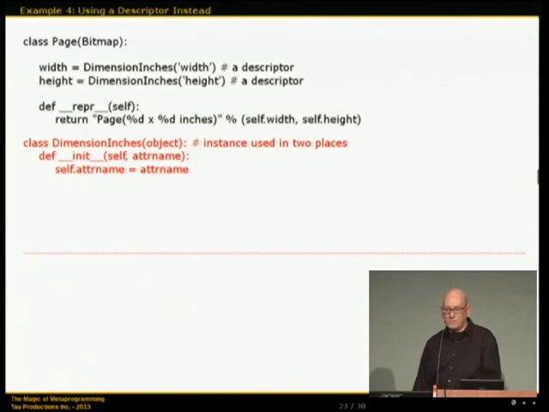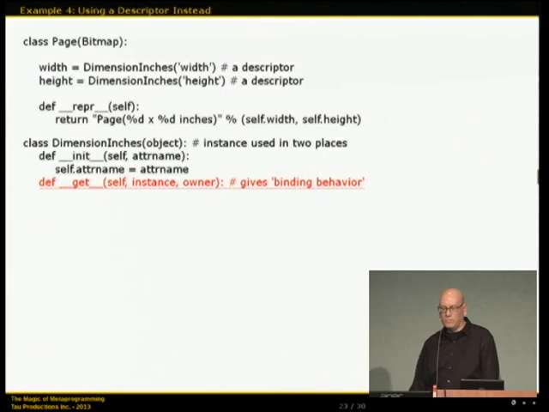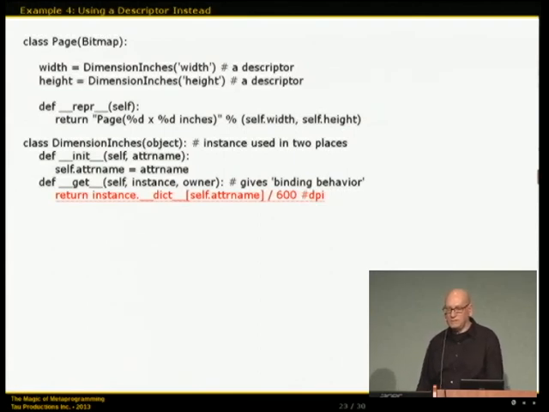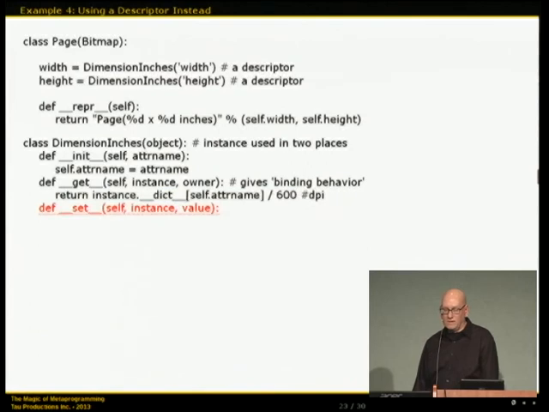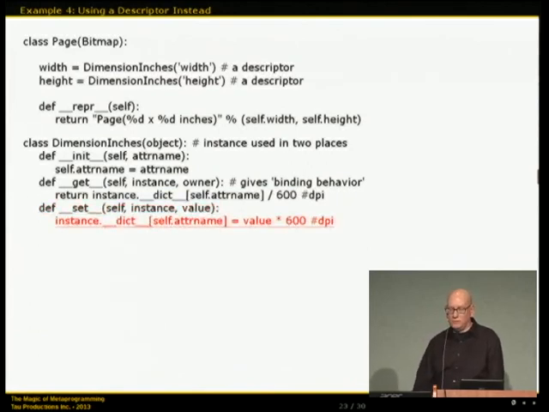It's a subclass of object that takes the init, so it stores away the name of the attribute it represents. And then whenever the descriptor is asked for the instance, it looks it up in the dictionary, and in this case does the calculation and changes it to inches. And then it also has a set. So we can use that descriptor to make things much simpler for the page class, even though it's a little more work for the dimension inches class. So that's a benefit of the descriptor.